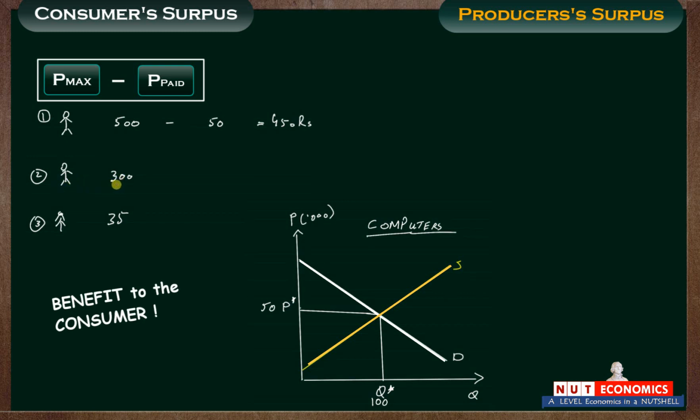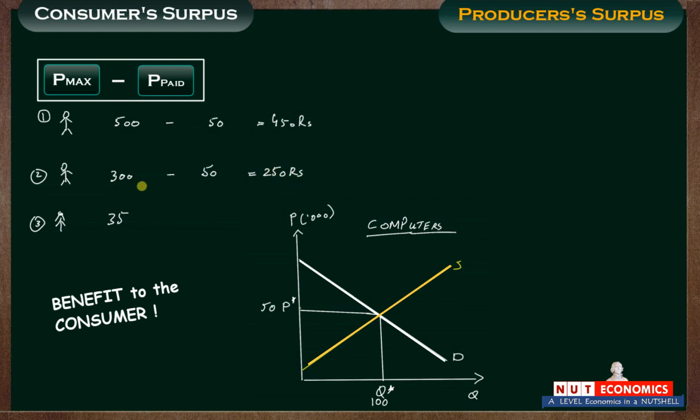The second guy, he also gets some satisfaction out of a computer, but the maximum price he is willing to pay is just 300. This in a way reflects the value of a computer for him, that the maximum I am going to pay is 300. He will again actually only have to pay the market equilibrium price of 50,000. So the difference of 250 is the benefit to this consumer from participating in this market and buying this good.